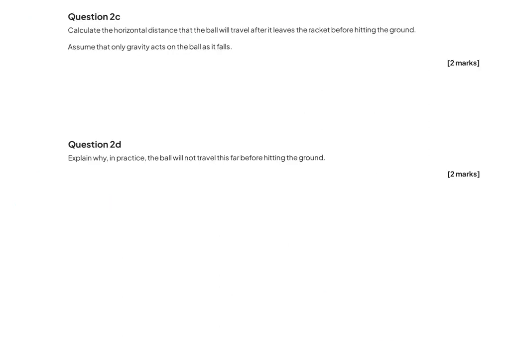Question 2c, calculate the horizontal distance the ball will travel as it leaves the racket before hitting the ground, and presume only gravity acts on the ball as it falls. So we're talking about its horizontal distance this time. And what that means is its acceleration is going to be 0. It's not going to be accelerating at all due to gravity because we're just talking about its horizontal components of velocity. So its velocity is going to be constant. So we can just use speed equals distance divided by time. So we want its distance, so we're going to do speed times time.